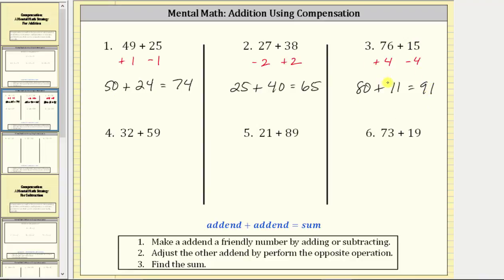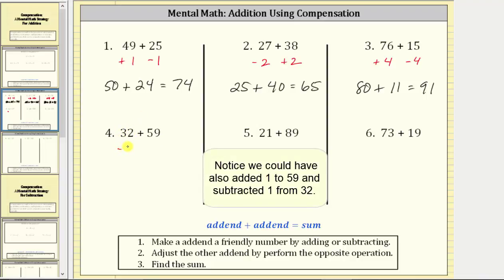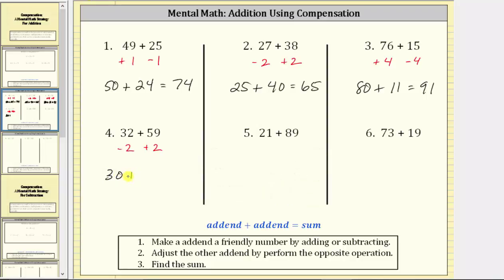Notice for these first three examples, we began by adding a number to one of the addends. If it's easier, we can also begin by subtracting. So for number 4, we have 32 plus 59. The sum would be easier to determine mentally if 32 was 30. For the first step, let's subtract 2 from 32. If we subtract 2 from 32, we must perform the opposite operation to 59, which means now we add 2 to 59. 32 minus 2 is 30. 59 plus 2 is 61. 30 plus 61 is 91, which gives us the sum to both addition problems.